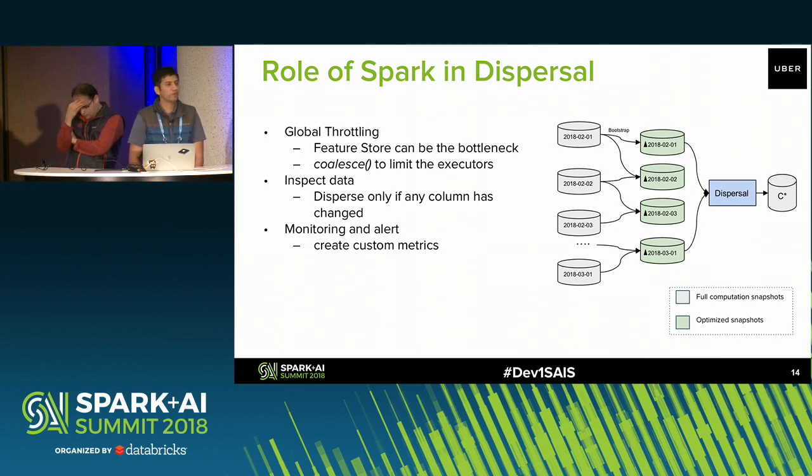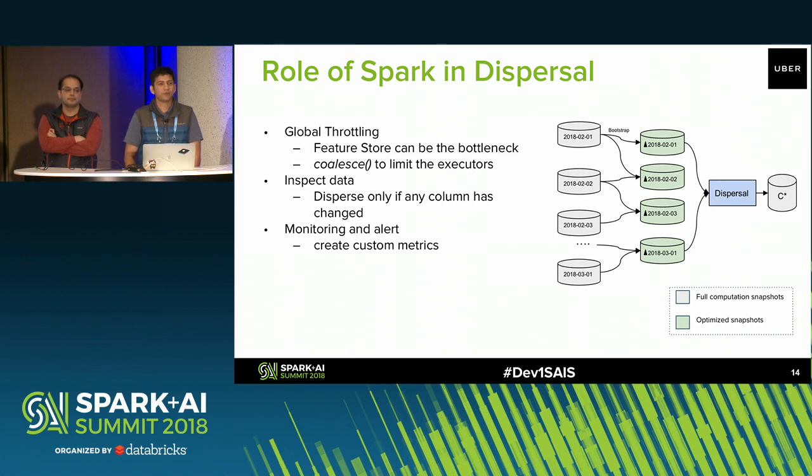Given we can have some free-form code in Spark, we can also inspect data. What that basically means is, even though we are trying to compute features for lifetime and we are trying to store the snapshots daily, we can effectively diff the data. We can identify which columns have changed, we can identify which rows have changed, and we can optimize so that only the relevant parts of the data really flow through our real-time Cassandra feature store.